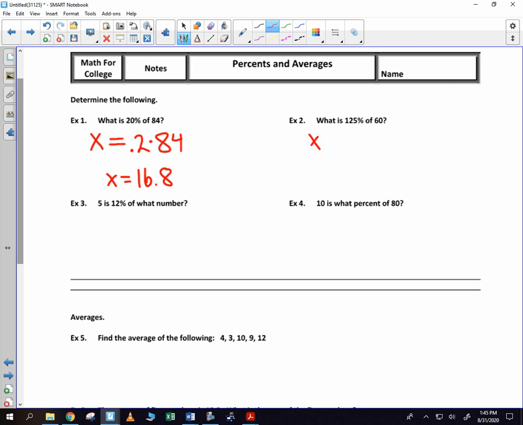The next one, what is 125% of 60? 125% is 1.25. If you take 1.25 times 60 on our calculator, we get 75.